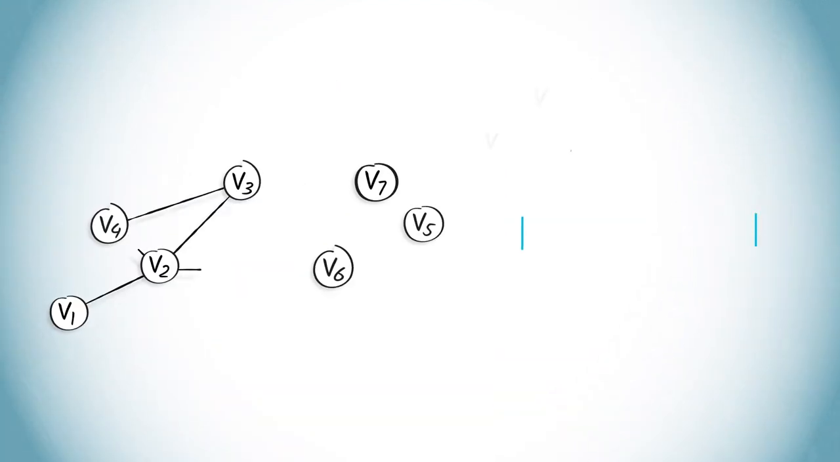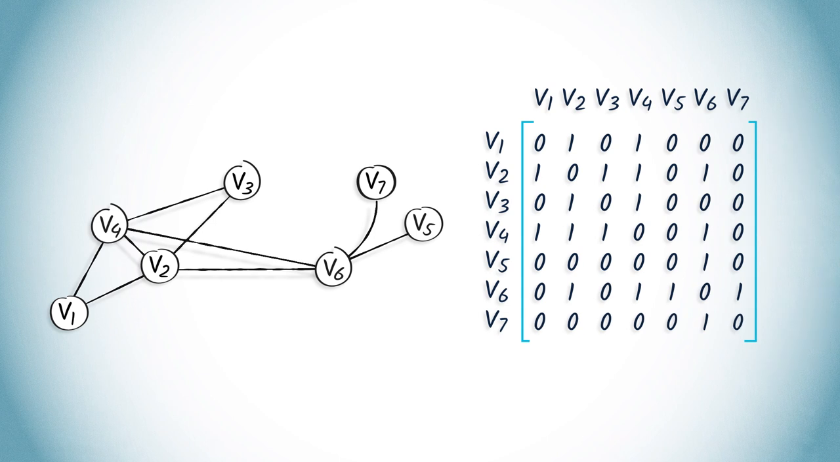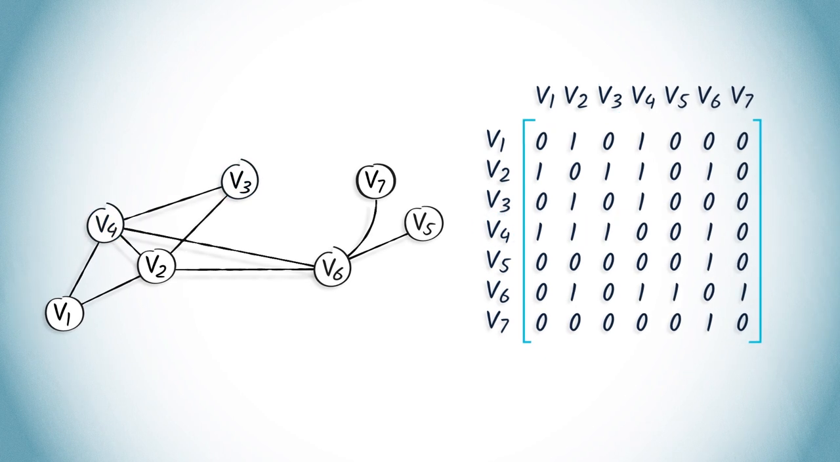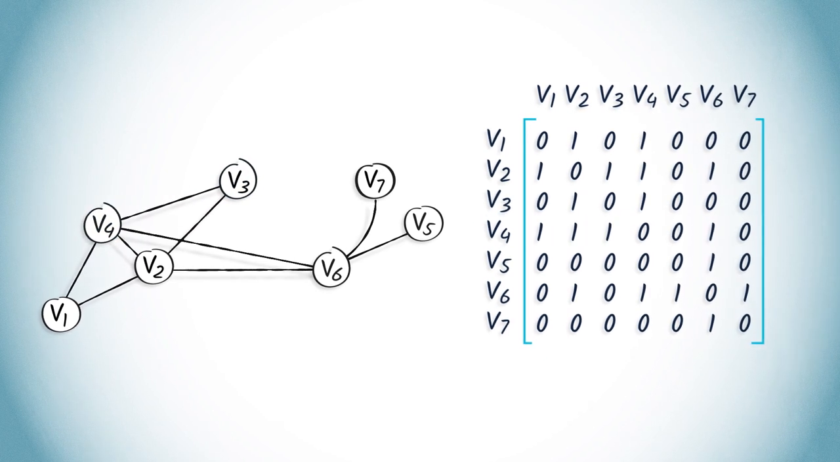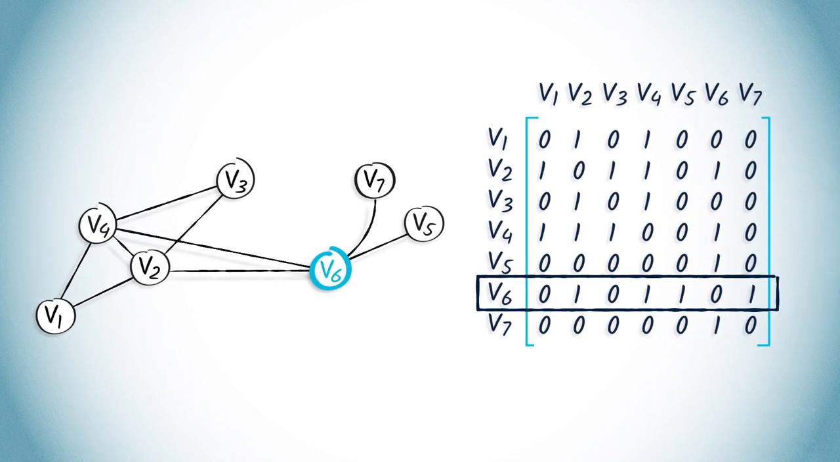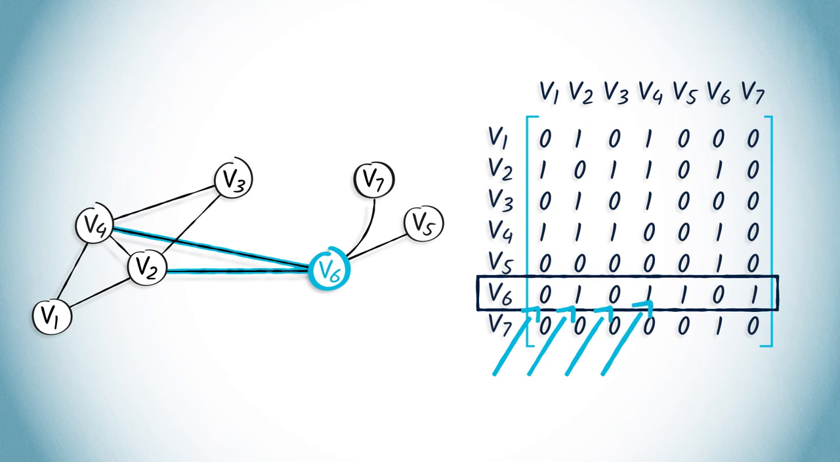In terms of graph adjacency matrices, arrays are efficient to check if two vertices are connected by an edge. On the other hand, they are not that efficient if you want to retrieve all the neighbors of a given vertex, because you need to test each vertex one by one.